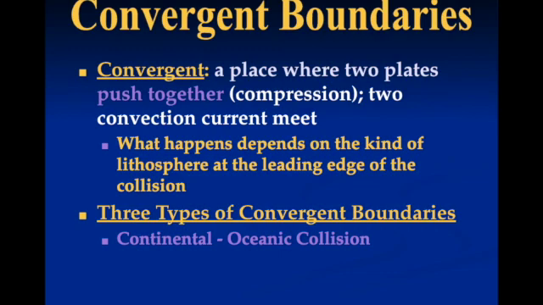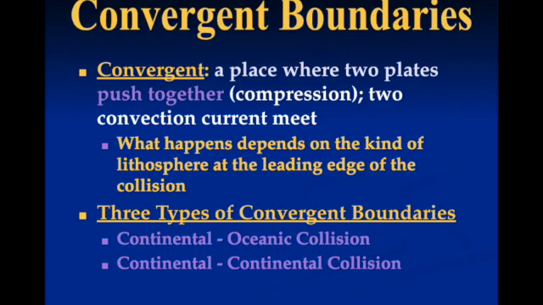All right, so the three types. Well, you can have continental crust that collides with oceanic crust. That's the first type. Or there could be two continental plates that are converging together. And thirdly, what's left is oceanic to oceanic collision. So those are the three types of convergent boundaries.